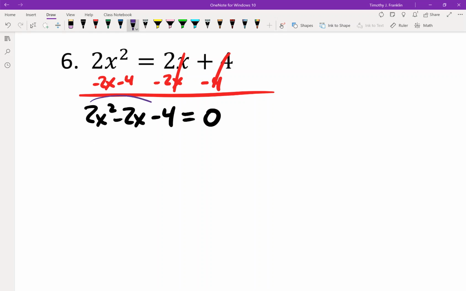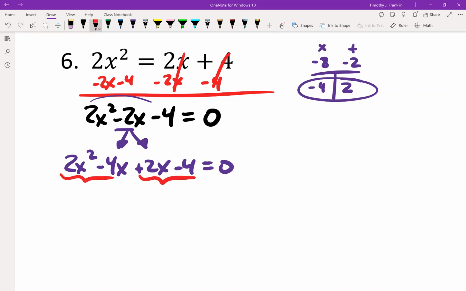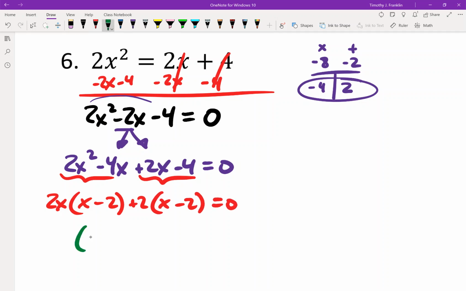So we need two numbers that multiply to negative 8, 2 times negative 4, and add to negative 2. And that's going to be negative 4 and positive 2. So we're going to split that middle term here. 2x squared minus 4x plus 2x minus 4 equals 0. And now let's factor by grouping. So we can take a 2x out. That's x minus 2. And we can take a positive 2 out, leaving also x minus 2. So our factored form is x minus 2, and then 2x plus 2.